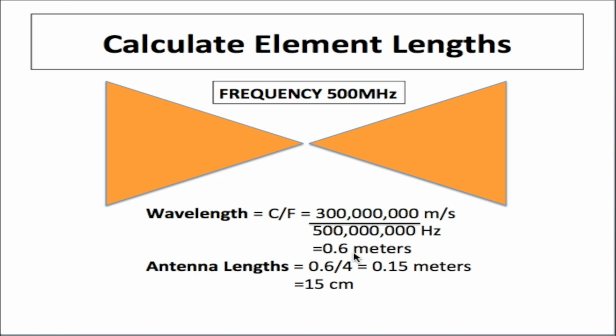Now this 0.6 meters is a full wavelength. Now we need to divide this 0.6 by 4 in order to get the length for each one of these sides. So under here I have antenna's length is equal to 0.6 divided by 4 equals 0.15 meters, which is 15 centimeters. So these 4 sides are all 15 centimeters in length.